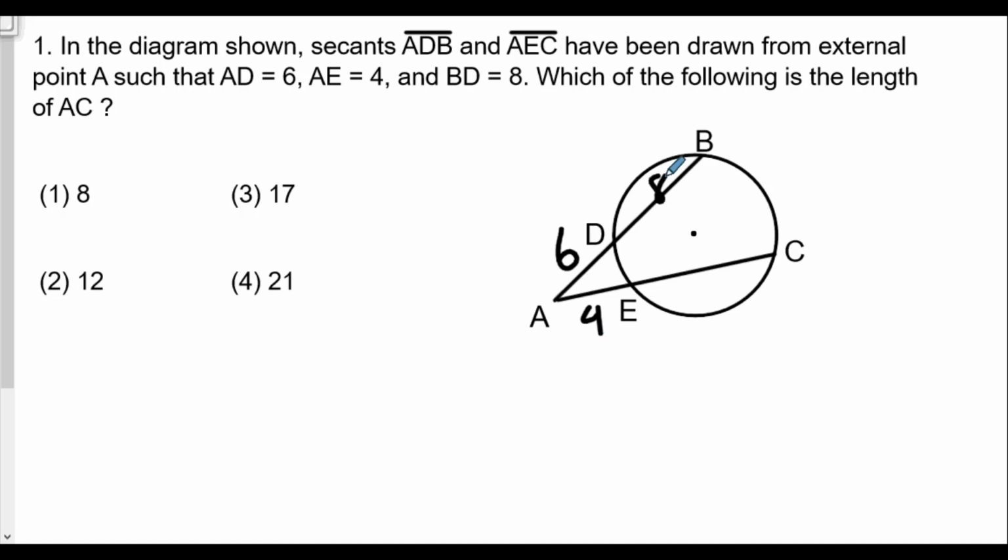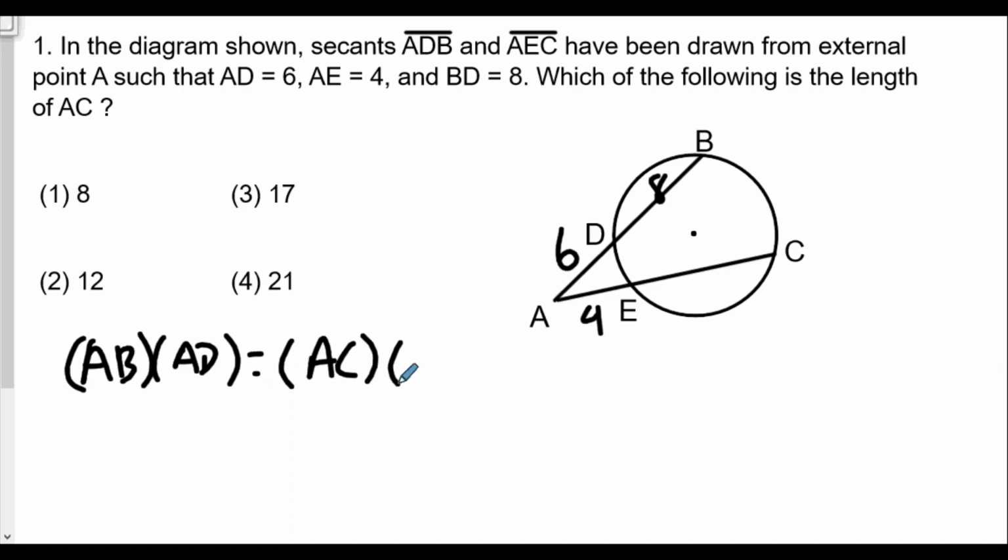The relationship here: when two secants meet outside of a circle, the measurement of the whole segment, which is AB, times the exterior segment AD, is equal to the measure of AC, the whole secant, times the external part AE. Now EC we don't know, and actually we're looking for AC. So here, we'll call AC x.